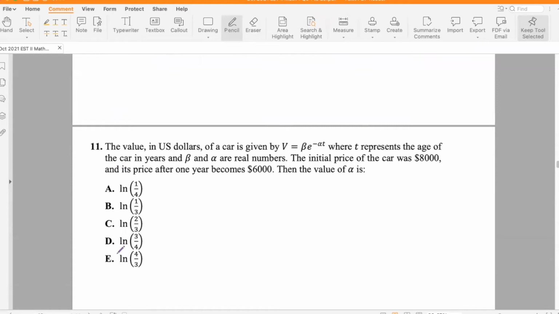The value in US dollars of a car is given by V = beta e to the power minus alpha t, where t represents the age of the car in years and beta and alpha are real numbers. The initial price of the car was $8,000, so beta is 8,000, and its price after 1 year becomes 6,000. What is the value of alpha?